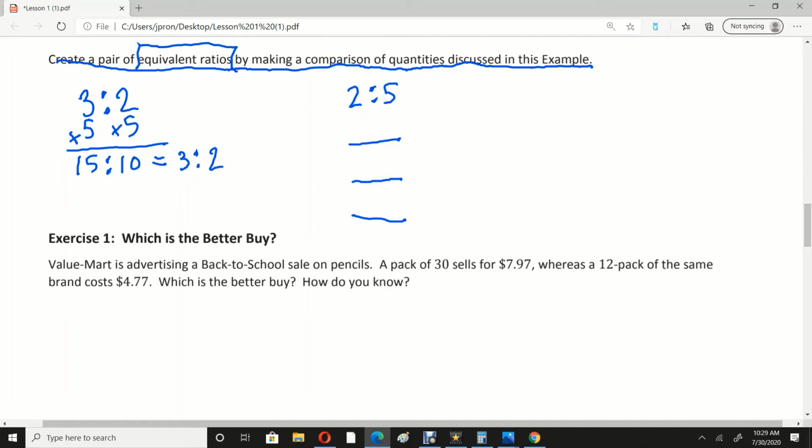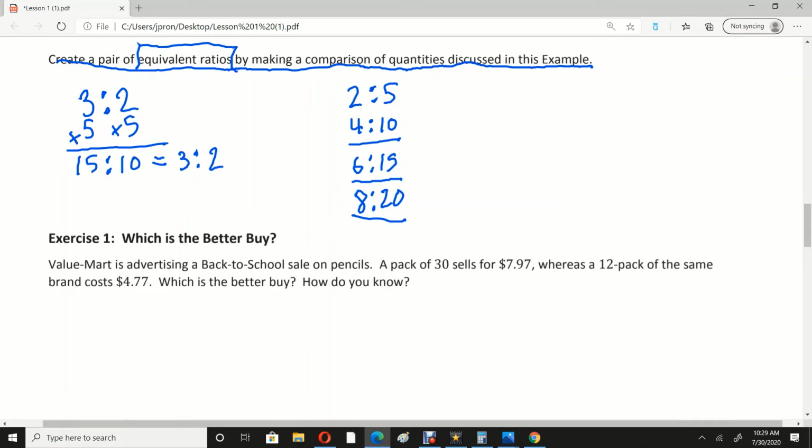Great, those all look like great examples. Okay, so as long as you multiply both parts by the same number, you're going to get an equivalent ratio. So for example, if we multiply both by 2, we'll have 4 to 10. If we multiply them both by 3, 6 to 15. Keep going by 4, that would be 8 to 20. So those are all equivalent ratios.